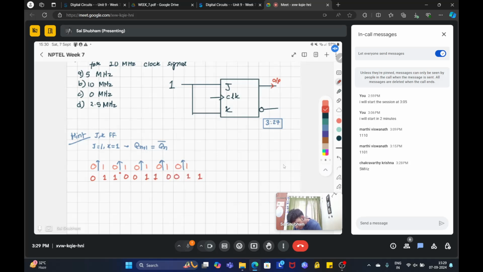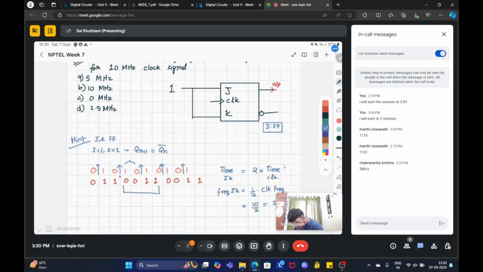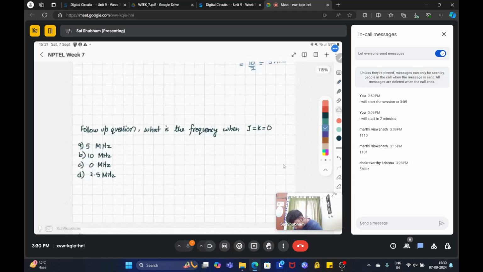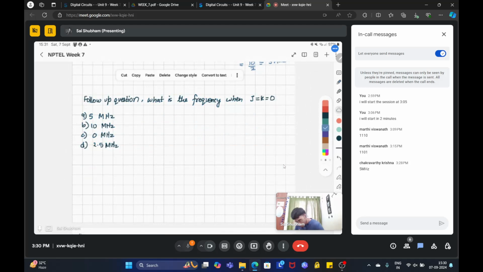Okay. So what you can see is that it's taking double the time as compared to the clock. So the time period of JK is equal to 2 times the time period of clock, which means the frequency of JK is half the clock frequency, which is 10 by 2 equal to 5 megahertz. Okay, so that is the answer. Now the follow-up question is, what is the frequency when J equal to K equal to 0?